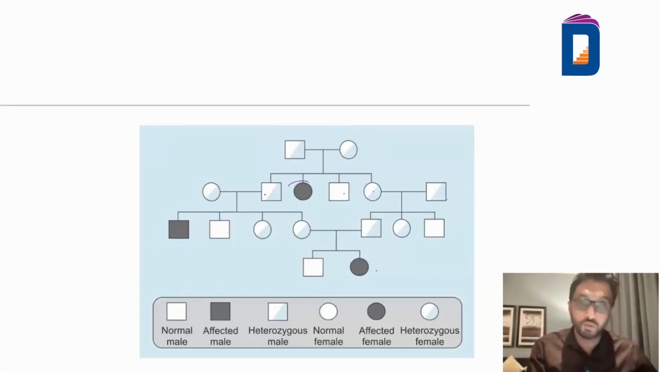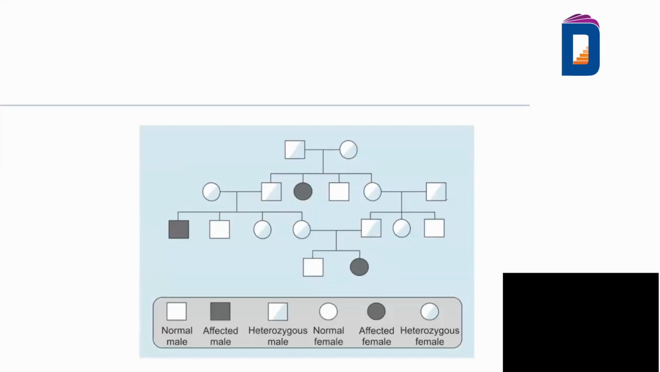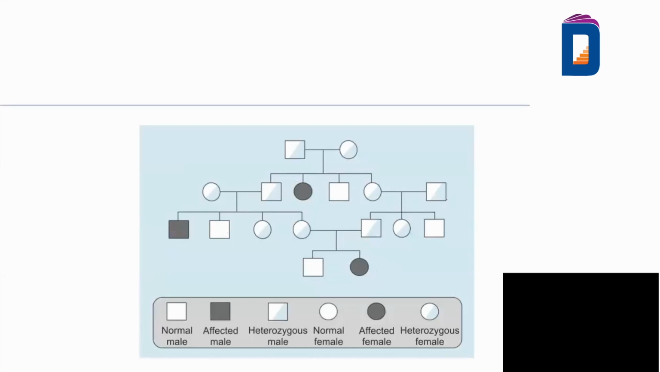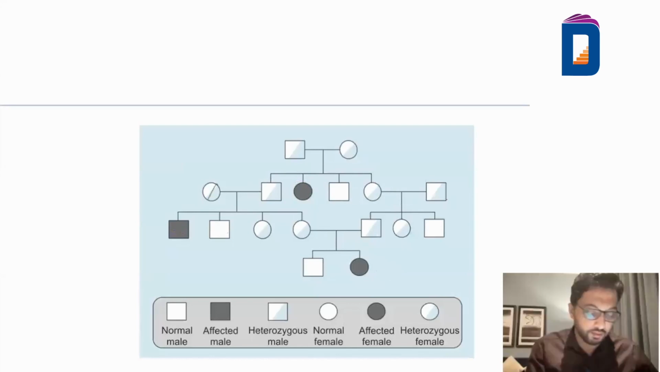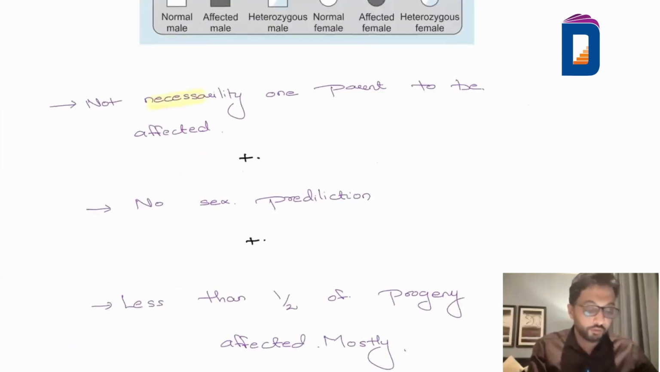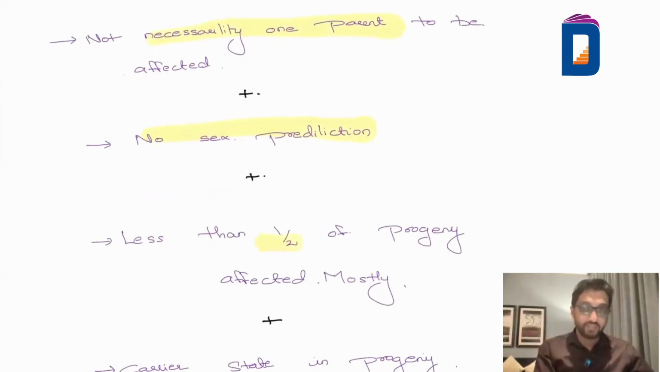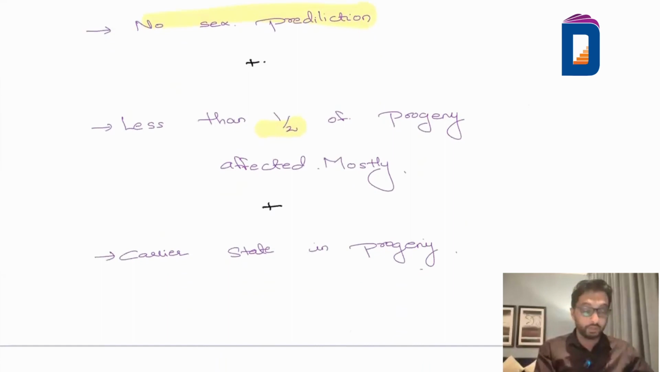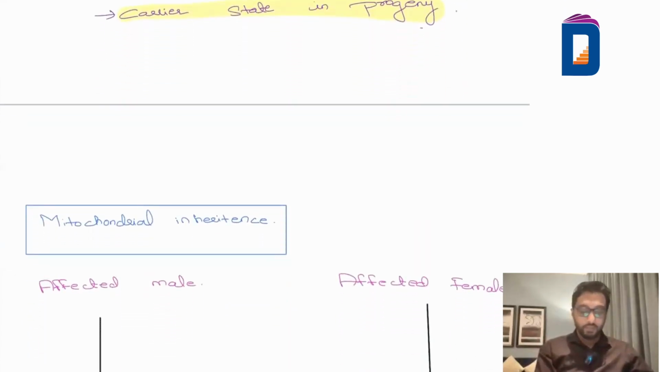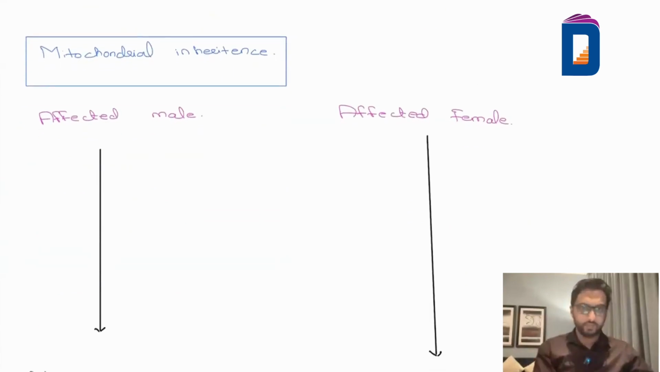1 out of 4. The rest are carriers. Now, another rule for recessive is what? What is the rule for progeny in recessive? Carrier progeny. Yes, carriers will be there. So that's very clear again. There are carriers in the progeny. So let's see that. Not necessarily one parent needs to be affected, they can be carriers. There is no sex predilection, less than half, usually 1/4 is affected, and there is a carrier state in the progeny. Got it?